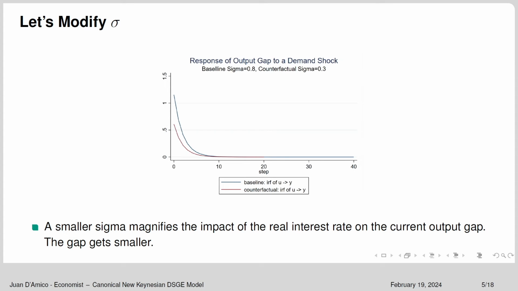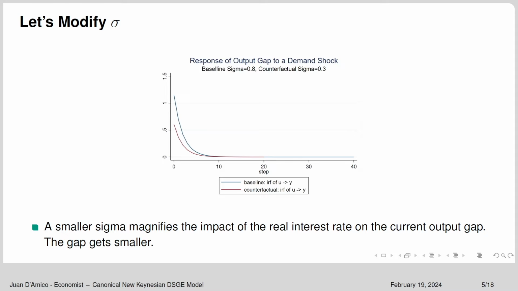Now let's see what happens if we modify the values of sigma. In this graph, which I'm going to show you how to create in the second tutorial, you can see the response of the output gap to a change in demand. The blue line shows the baseline scenario, which has a sigma equal to 0.8, and the red line has the counterfactual scenario with a sigma of 0.3. So we are decreasing the value of sigma.